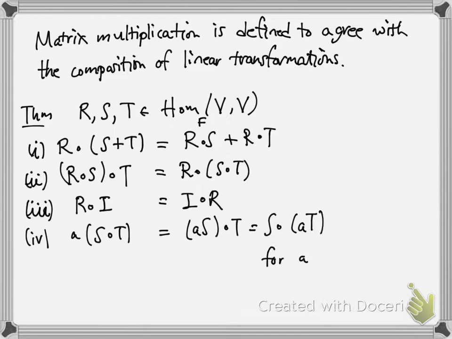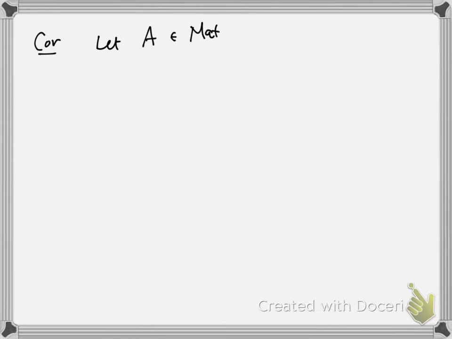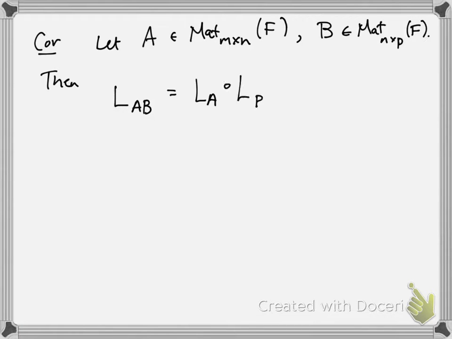And 4, scalar multiplication behaves in this way. A times S composed with T is A times S composed with T, which is the same as S composed with A times T, and this is true for all scalars A. A corollary of this is if I take a matrix A, an m by n matrix, and a matrix B, an n by p matrix, then left multiplication by the product AB is equal to the composition of the linear transformation left multiplication by A composed with left multiplication by B.